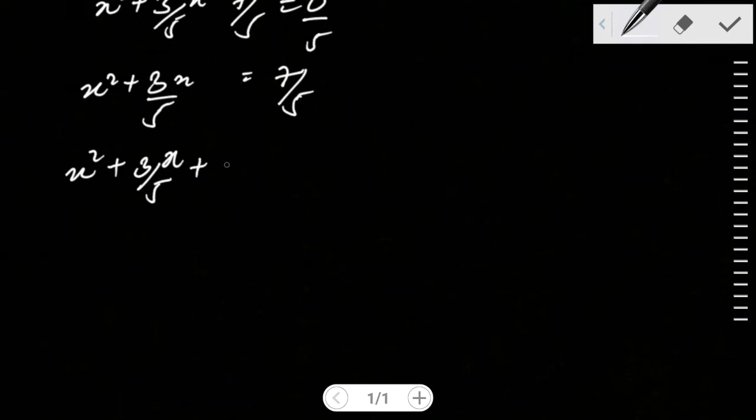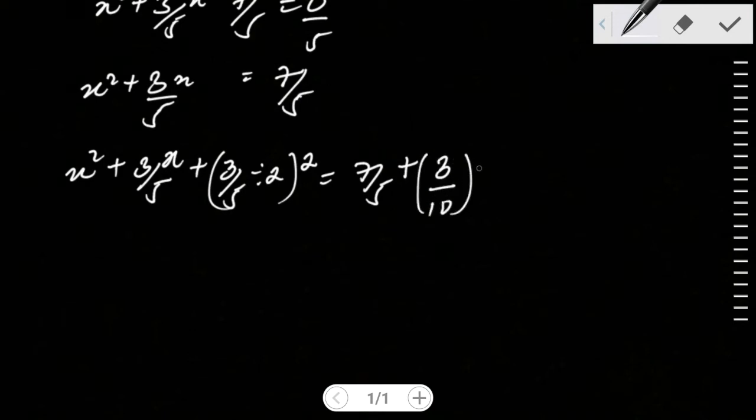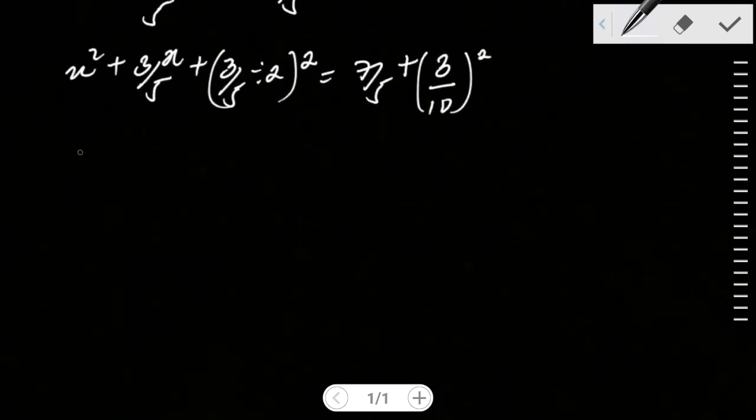So we're going to have 5 divide this by 2 and square it. So the result that you get from here would be equals to 7 divided by 5. Now even this side you just add, therefore we are going to have 3 all over 10, but this would be squared, and therefore we're going to have x.